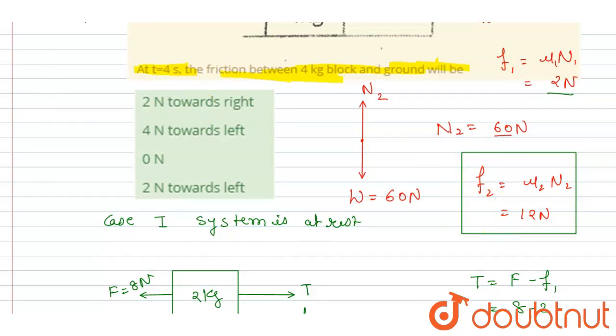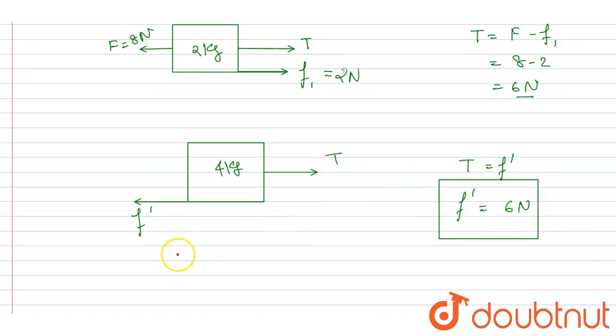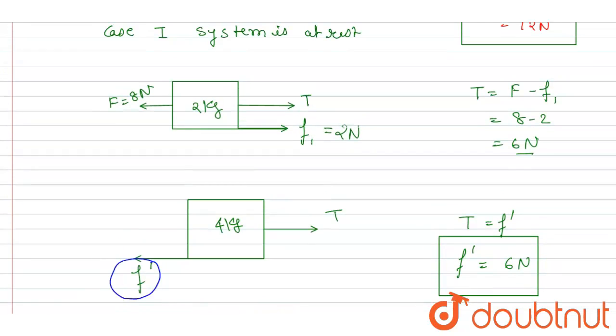Available friction is 12, requirement is 6, right? So the case 1 is valid. The system will not move because here the requirement is less than the availability, right? Availability is more. So the system will not move.